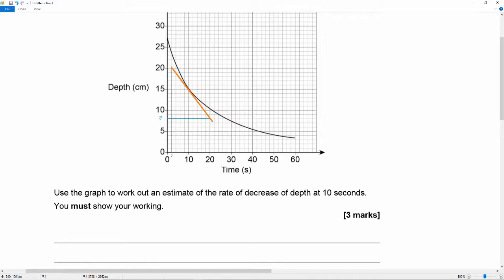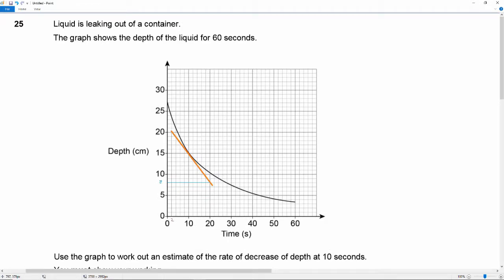Okay, well what you can't do is read off the graph and say, well, it started at 25, 26, 27 centimeters and it ended up at 3.5 centimeters, and then try to calculate the average rate that the water disappeared, because that's not what they're asking.